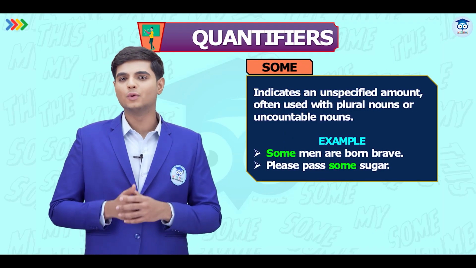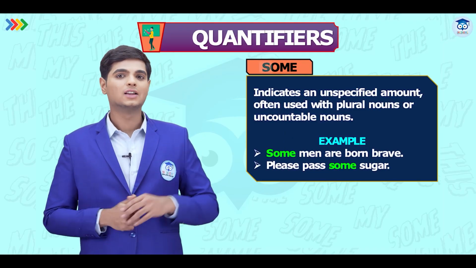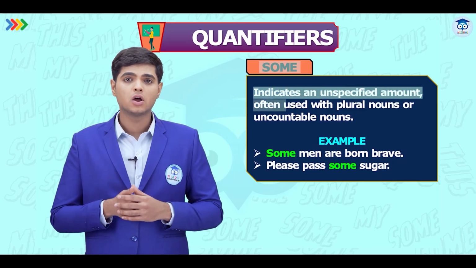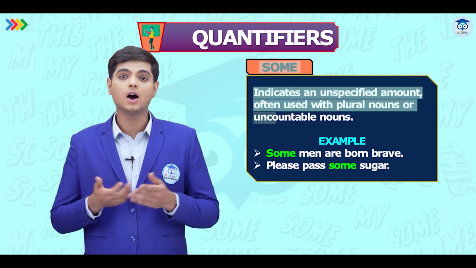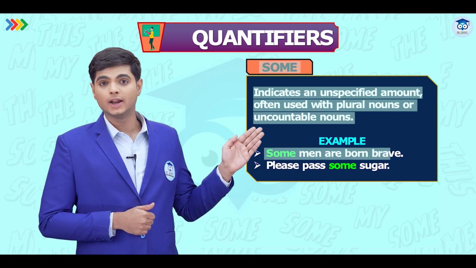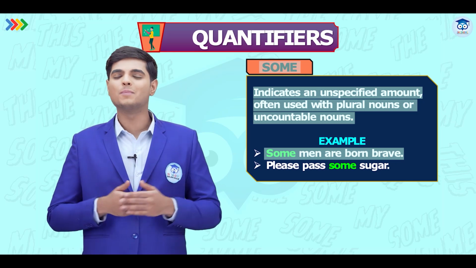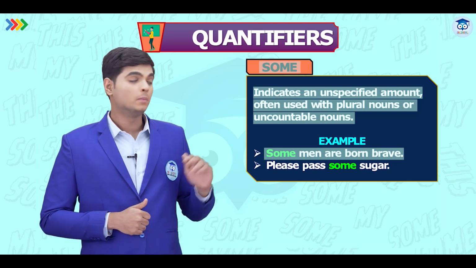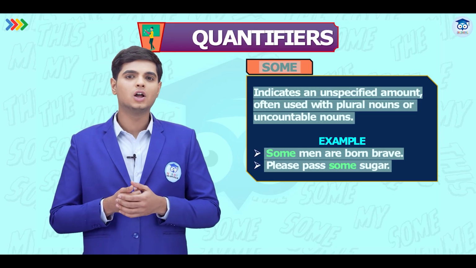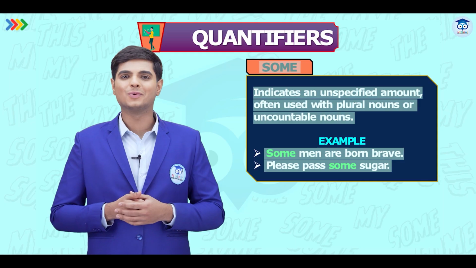Let's end with one of the most commonly used quantifiers, some. This word indicates an unspecified amount, often used with plural nouns or uncountable nouns. For example, in some men are born brave, some refers to an unknown number of men. In please pass some sugar, it is used with the uncountable noun sugar to indicate quantity in a general way.